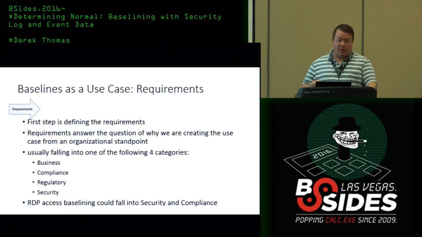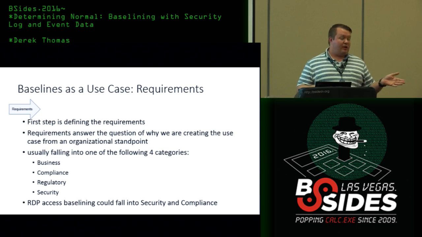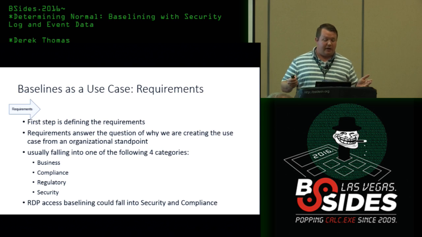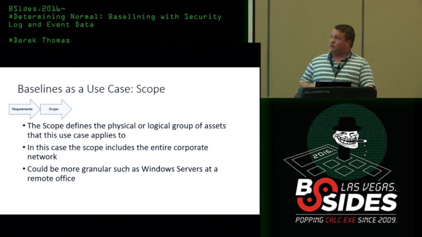The first step is defining the requirements. So requirements are really a high level. Why are we doing this? So we're either doing this to enhance security. Another one might be compliance or regulatory, or maybe it's a business use case of enabling availability so that a business process can occur. So for me, RDP access probably falls into security and compliance. PCI requires monitoring authentication and remote access to systems, and it's also just good housekeeping for monitoring remote access within your environment.